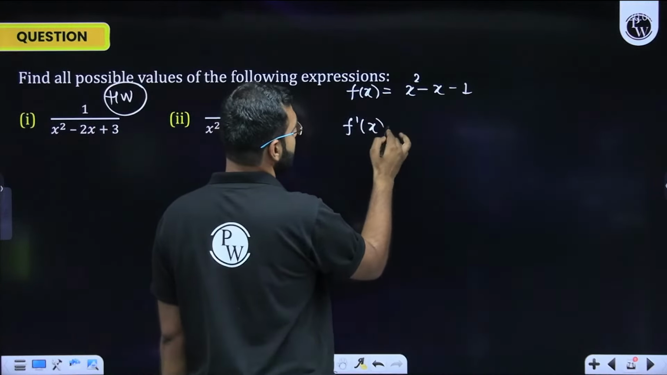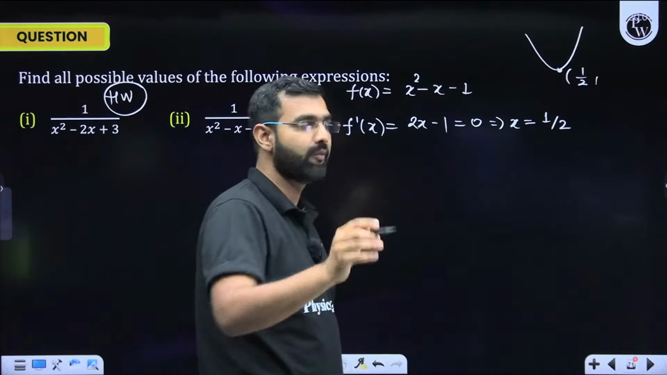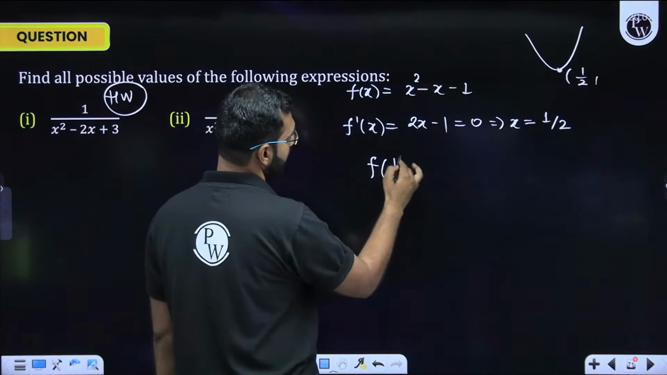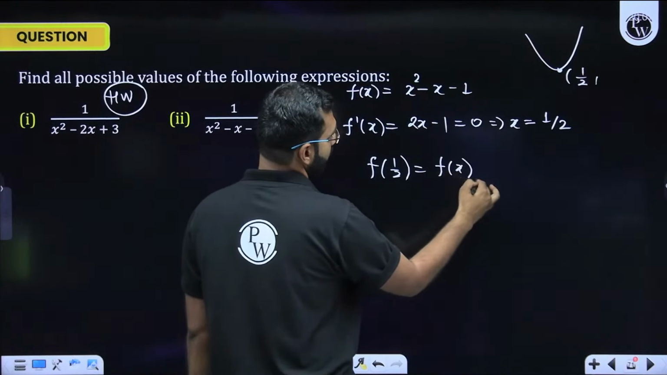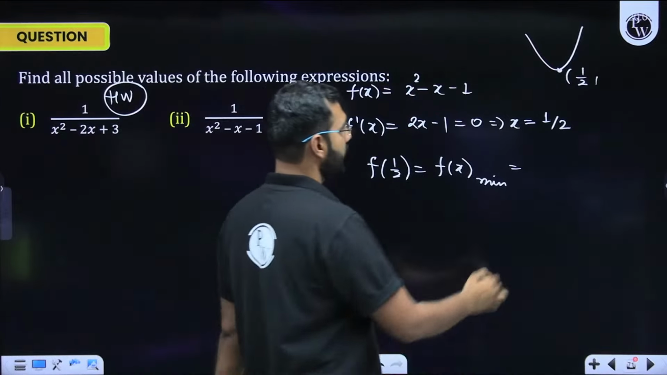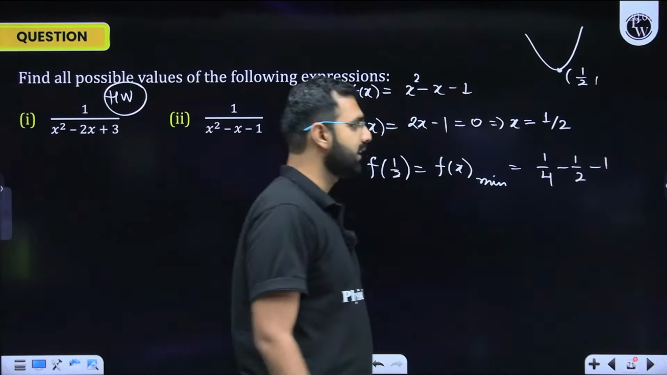So this is the point where its minima will lie, because it is going to be an upward facing parabola. So if I find its value at 1 by 2, that value will be its minimum value. So if I replace x by 1 by 2, that will be the minimum value. So f of 1 by 2 will be minimum of f of x, which will be what? 1 by 2 square, that is 1 by 4, minus 1 by 2 minus 1. I hope you are comfortably understanding whatever I'm doing.